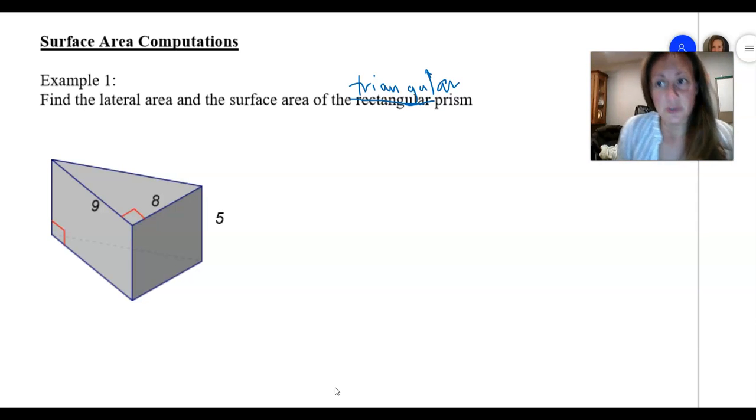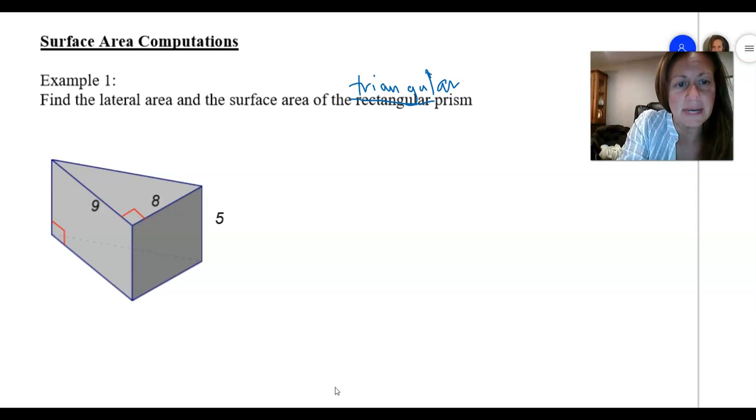I know it's a triangular prism because the top and bottom sides, or faces, are triangles. They are parallel to each other, and the other faces are rectangles connecting them. So that makes it a prism. The two bases are triangular.